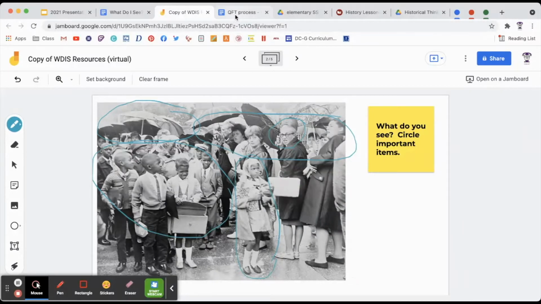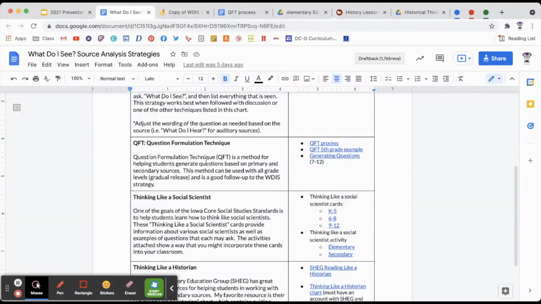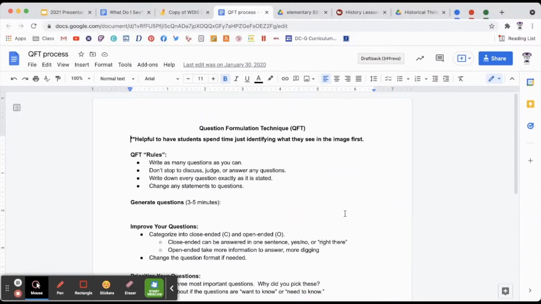And the next step to this process is the question formulation technique, or the QFT. So if you want a formal process, I would use this. If you want more of an informal process, I would just hold a discussion and talk about things we notice in the images and then move on from there. So with the QFT technique, so question formulation technique, there's a few rules and you can see them right here.